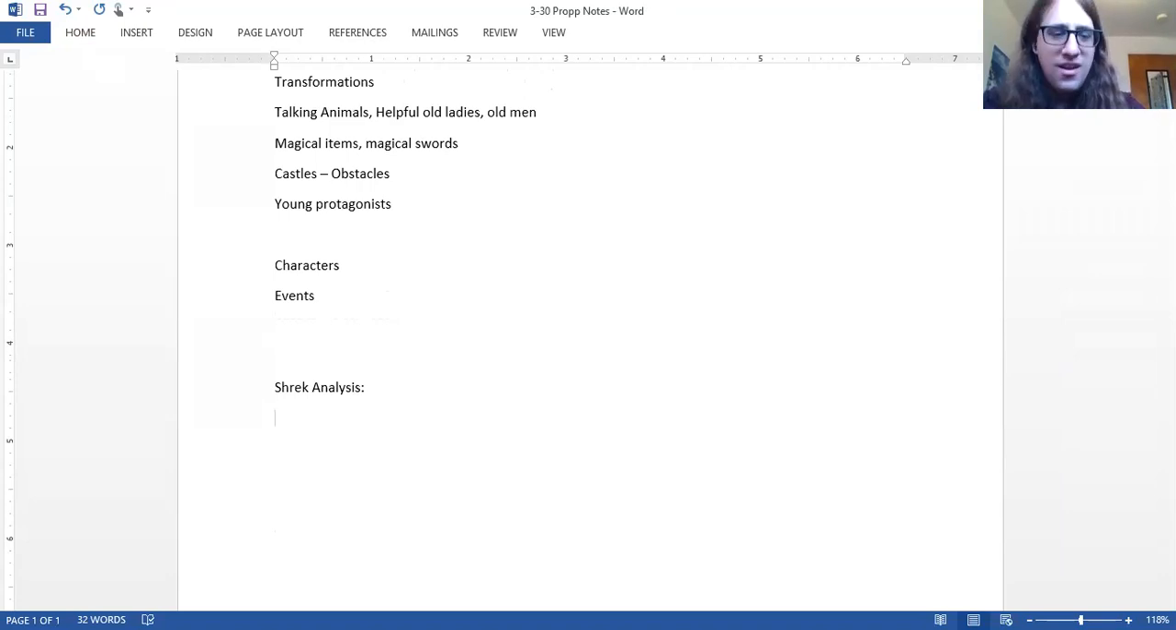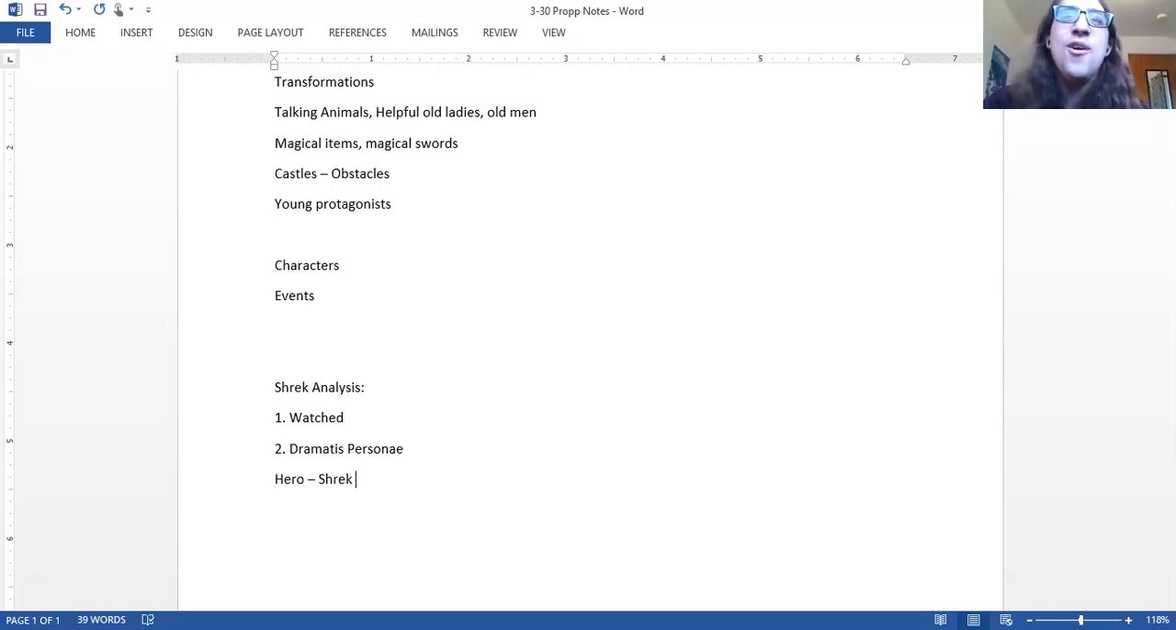Number two is the dramatis personae. Okay, so who is our cast of characters for Shrek, and what roles do they represent? Okay, well, first off, we've got a hero. Who is our hero? Well, it's got to be Shrek.